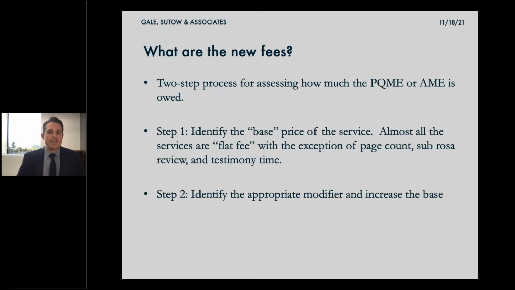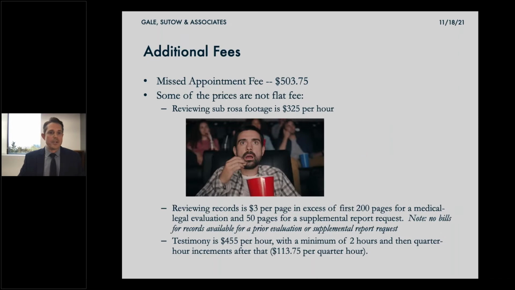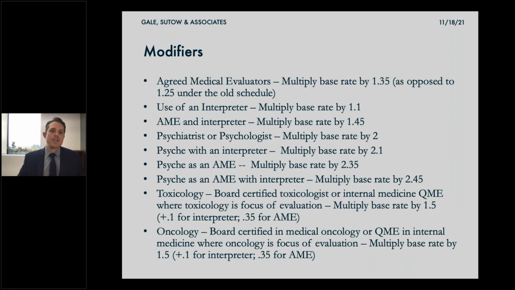So the fees for assessing how much a medical legal evaluation is now going to cost: you're going to have a new base price for an AME or QME, and then once you identify the base price, there's going to be a modifier which increases that. The medical legal evaluations, reevaluations, and supplemental reports prices all went up. Also, missed appointment fees went up. The cost of reviewing sub-rosa video footage went up. The testimony at a deposition went up. And then here you have all the modifiers.